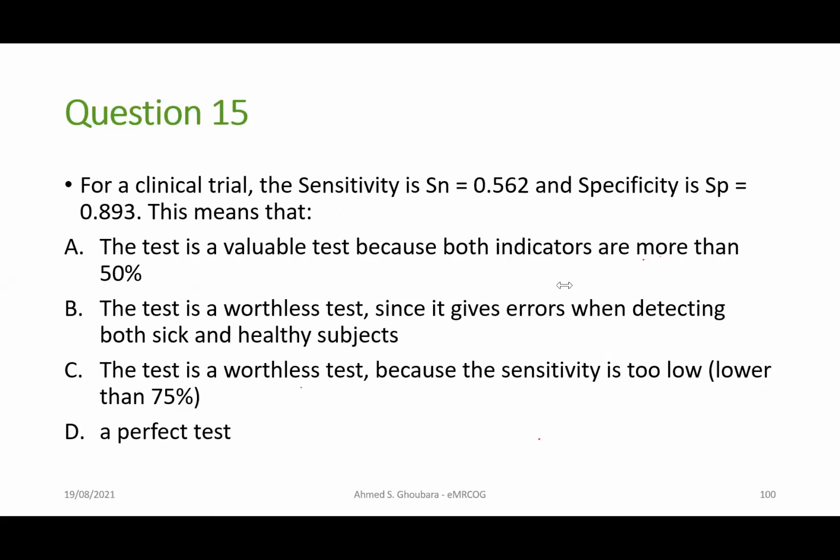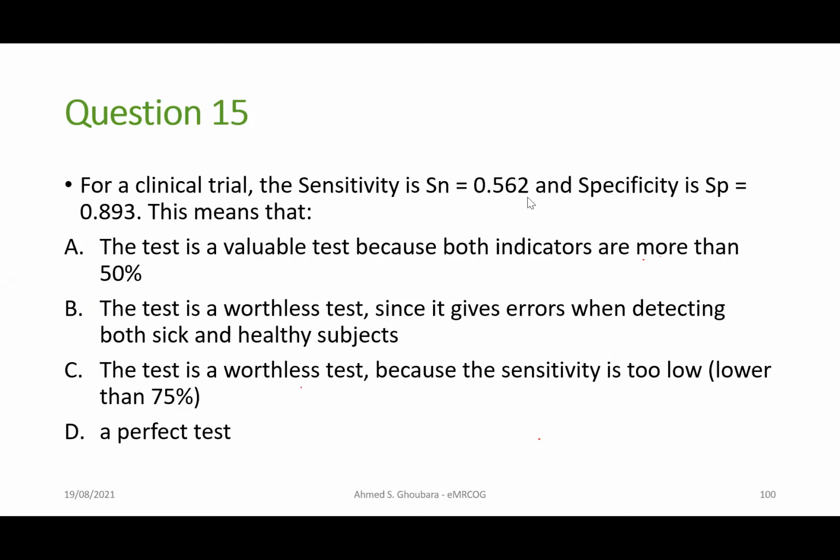So we have a question here for you. For a clinical trial, the sensitivity is 0.5. Specificity is 0.8. What does it mean? So read the options carefully and tell me what you think.